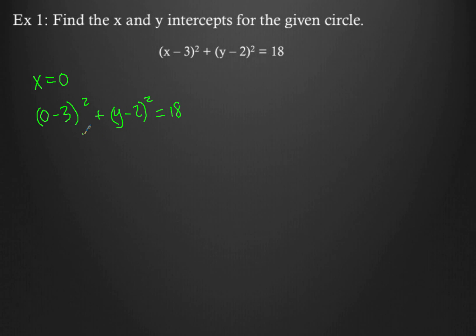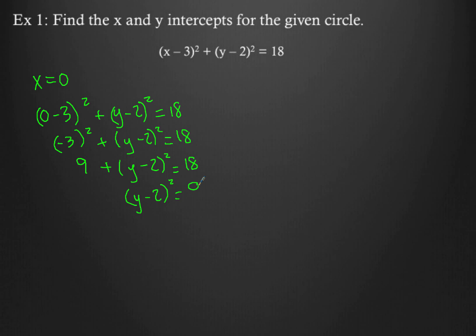So no big deal there. Then 0 minus 3, so that's negative 3. And I'm going to do this a long way. So negative 3 squared plus, and then I still have the y minus 2 squared equals 18. Now, negative 3, when I square that, I get 9 plus, and then y minus 2 again, that quantity squared equals 18. And when I subtract the 9, I get y minus 2, that quantity squared equals 9.